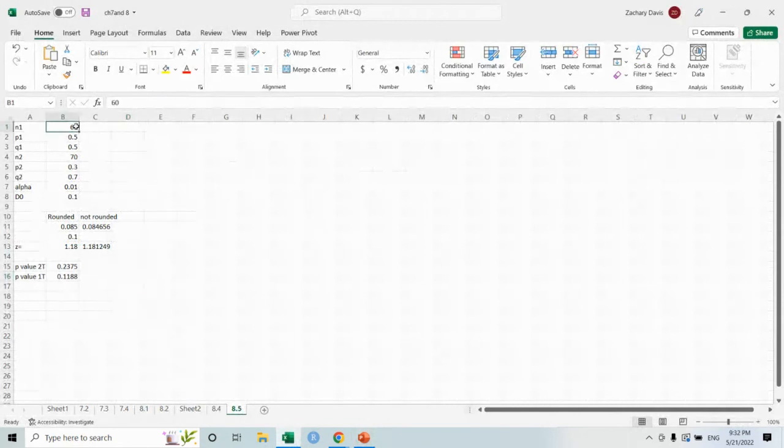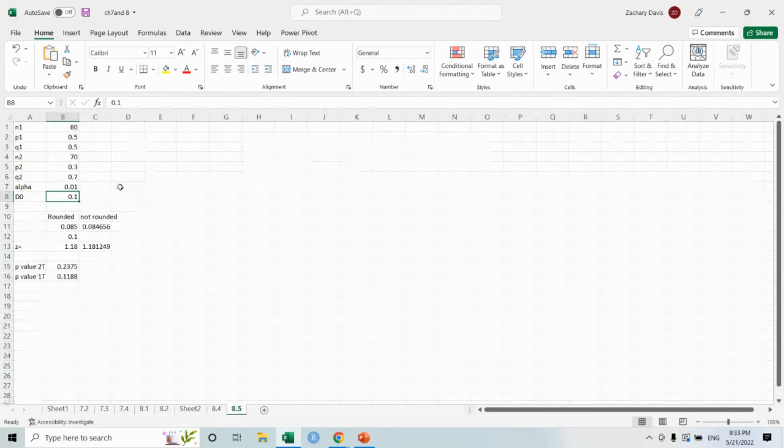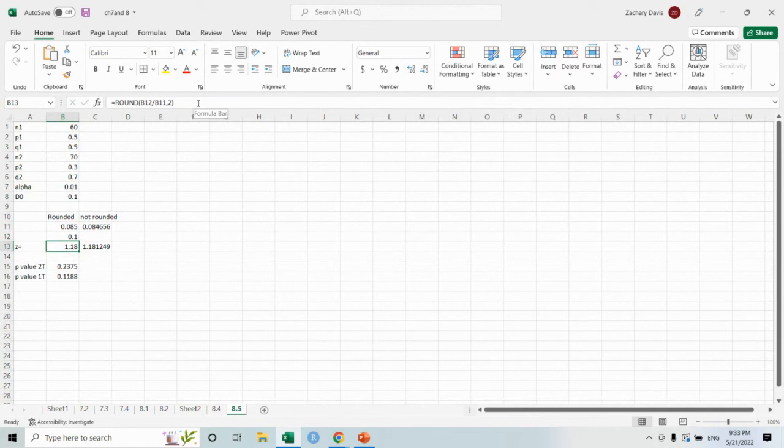Okay, so we had our two sample sizes of 60 and 70. Our first proportion was 50%, and our second proportion was 0.3 or 30%. We got our complements for Q, and we were interested in alpha of 0.01, or 99% confidence. What we're testing is that under the null hypothesis the difference in those two proportions is 0.1. So we have our formula from here that we calculate out. We've set up some formulas, and we get a z-score of 1.18.